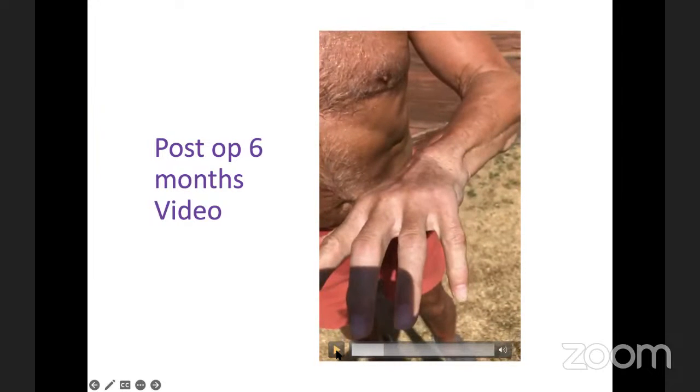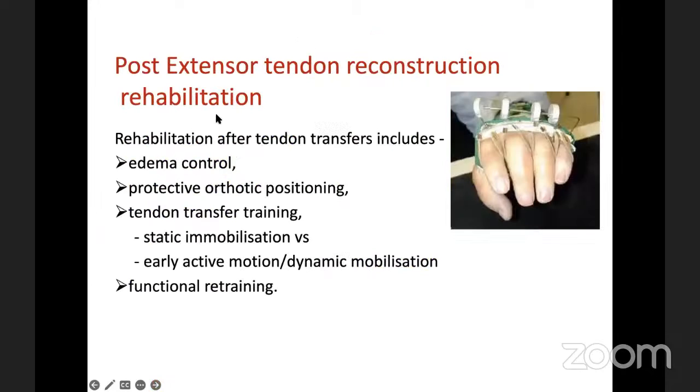So on the whole, he was satisfied. And remember, I was saying patient needs and expectations. So it's the patient who decides the success, basically. So overall, we were happy. And then extensor tendon rehabilitation. So remember, post-op edema and pain control is important. Protective orthotic positioning is very important. So that's where the hand therapist comes in. You need to give or make a customized orthosis for 2.5 months or 3 months or thereabouts.